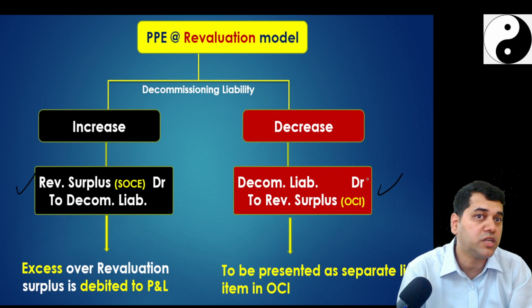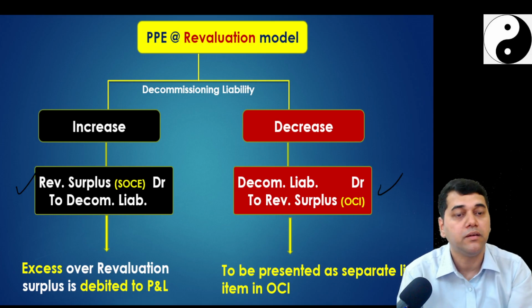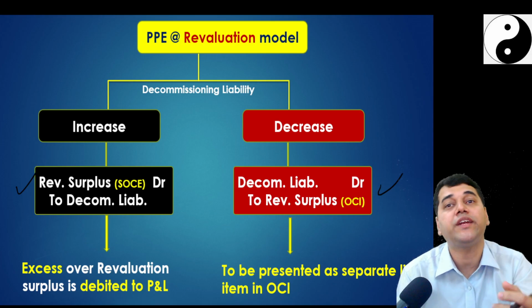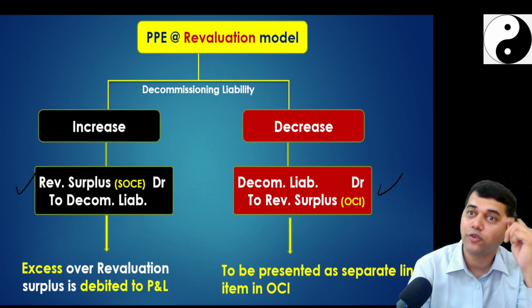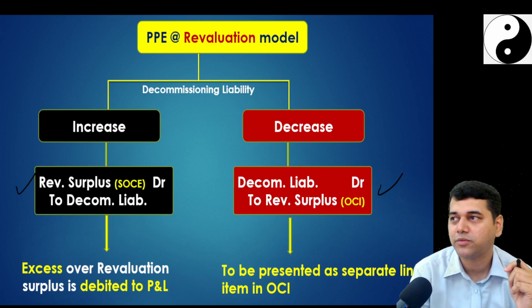So, only one doubt must come to your mind, sir. If it is a cost model, I will take to PPE. But when revaluation, why do we take to the revaluation surplus? Why not to PPE? I could have taken, no? Why is my standard telling to take to revaluation surplus?